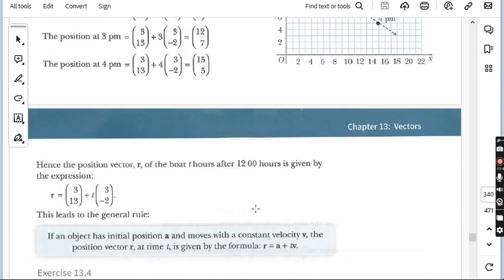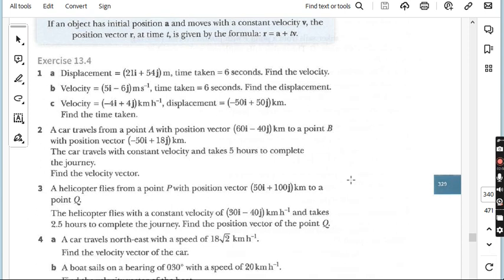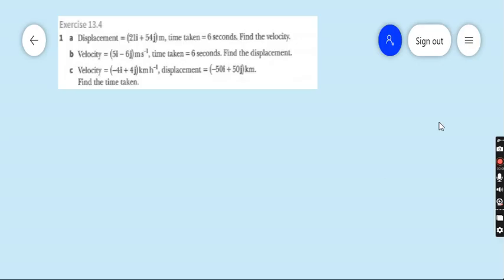Without wasting time, because you know this very well from physics, I am directly starting exercise 13.4, question number 1. Let's have a look.